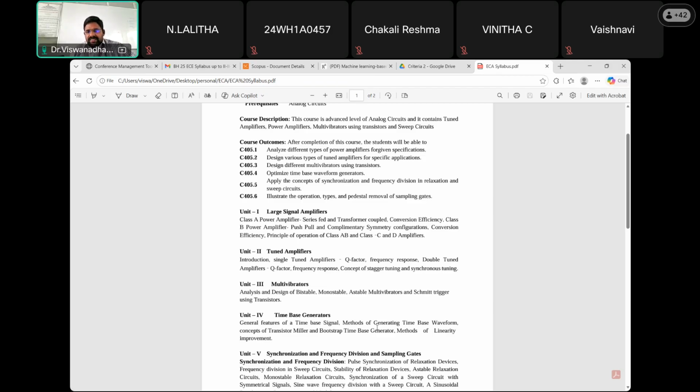In this, one important topic is stagger tuning and synchronous tuning. There may be a chance of asking a question for 5 marks or 4 marks about the concept of stagger tuning and synchronous tuning. Which is important. And when it comes to how you represent the answer, initially, what is a tuned amplifier? We have discussed in the class what a tuned amplifier is and the need of the tuned amplifier.